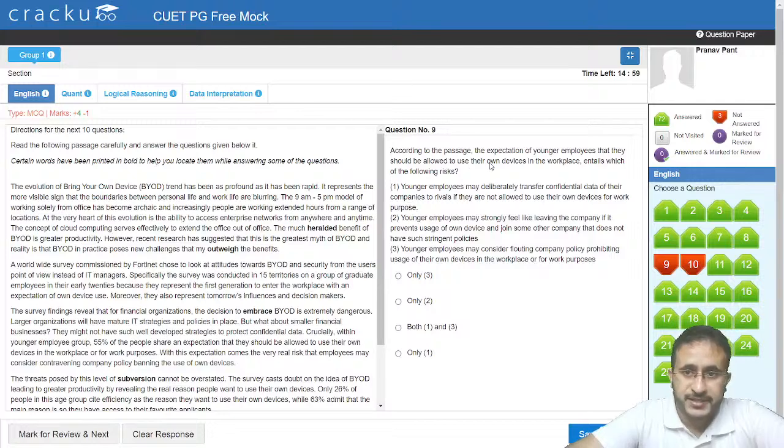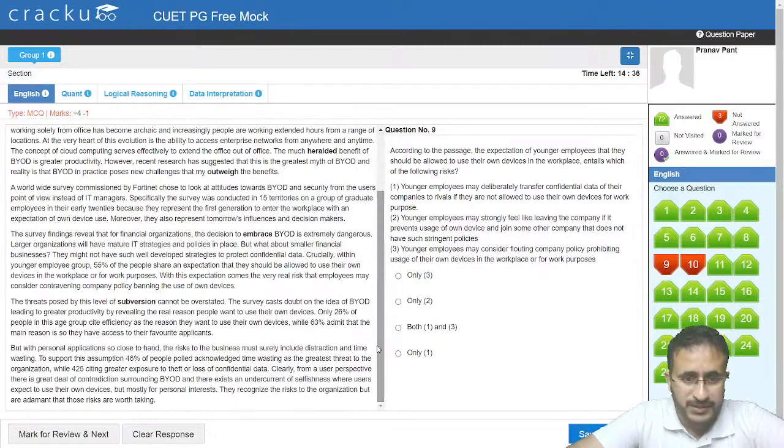According to the passage, the expectation of younger employees that they shall be allowed to use their own devices in the workplace entails which of the following risks? They will not deliberately transfer, so the first is not the risk. Younger employees may strongly feel like leaving the company if it prevents. So the second is fine because they like to use their own applications. Okay, could be true. Third says younger employees may consider flouting company policy. So they may consider.